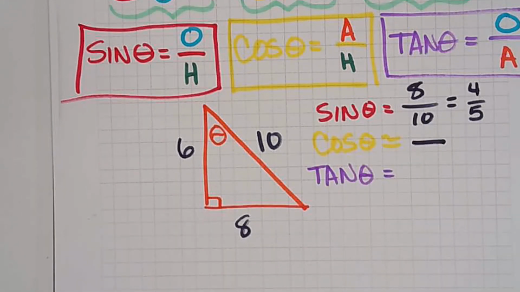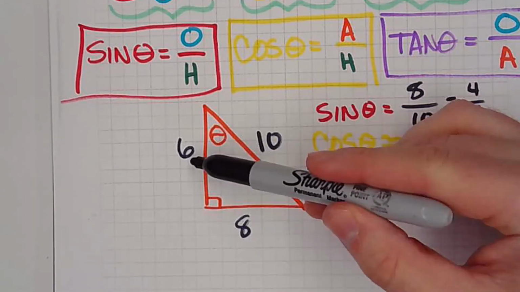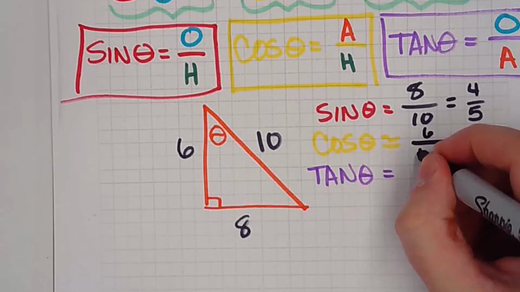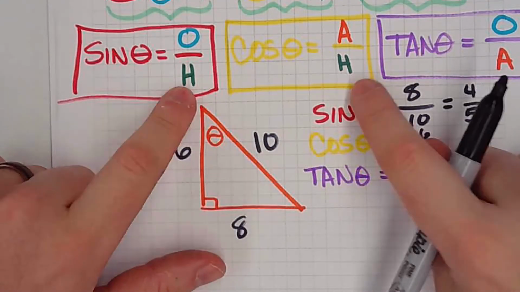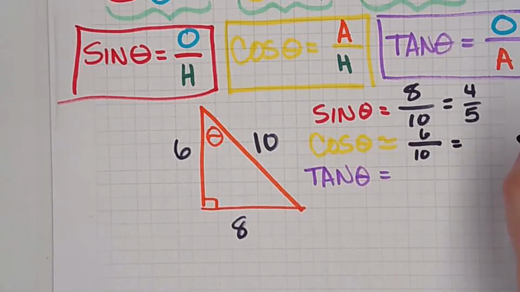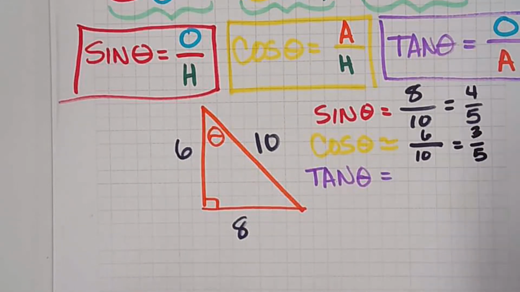Cosine is what over the what? It's the adjacent over the hypotenuse. Which is our adjacent side, Morgan? 6 is the adjacent, and the hypotenuse is 10. These two should match because they both have hypotenuse on the bottom. If we simplify that, 6 over 10 is what, Mr. Perkins? 3 over 5. He was ready. And then tangent I'm going to do down here because I'm running out of room.